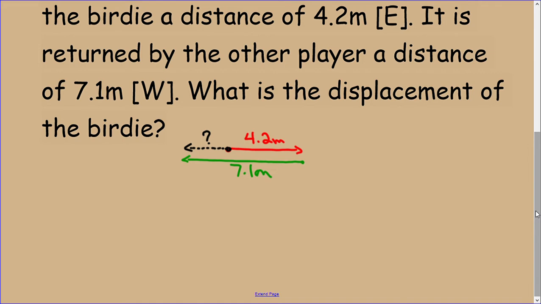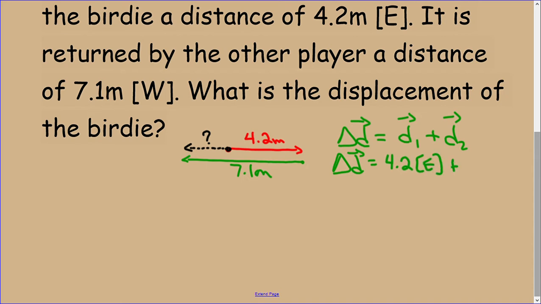So we can set up a little bit of a formula for this. Our change in displacement is all of the different displacements added together. So displacement 1 plus displacement 2 in this case. So really our displacement here, displacement 1 works out to be 4.2 meters east, plus displacement 2, which works out to be 7.1 meters west.